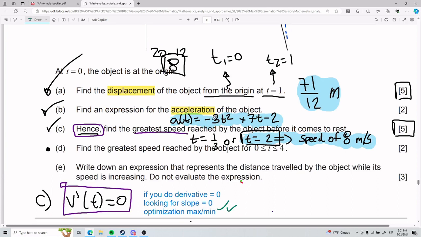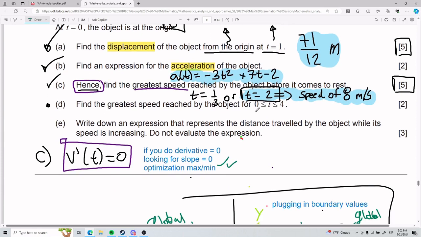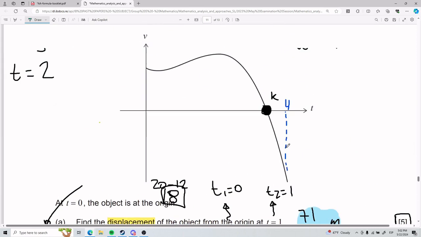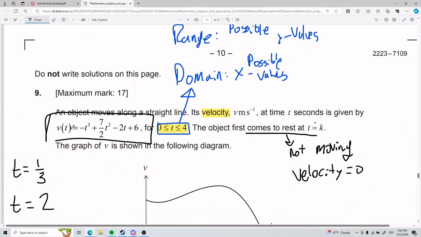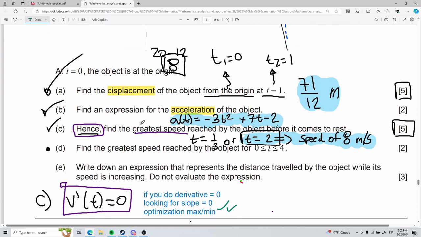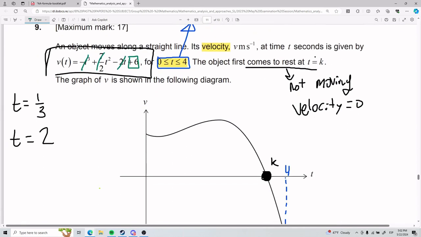But for part D, the greatest speed reached by the object from t equals 0 to t equals 4, you gotta plug in the boundary values. And so plugging in 0 doesn't make sense, because if you plug in 0 here, well, I mean, it might make sense, but if you plug in 0 here, this goes away with this, goes away with this, you end up with just plus 6. And so one of our maximums that we already found was a speed of 8. So unless we find something greater than 8, it's not worth it. So now let's try plugging in 4.